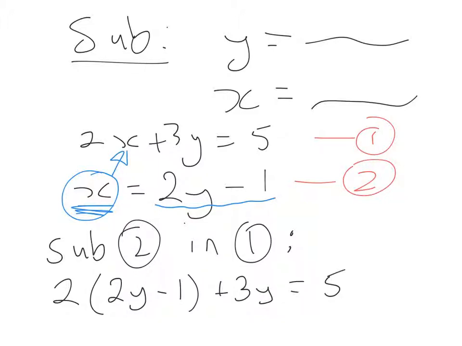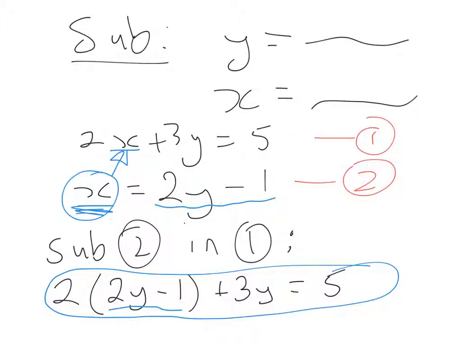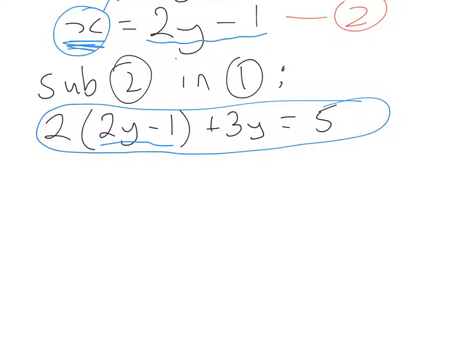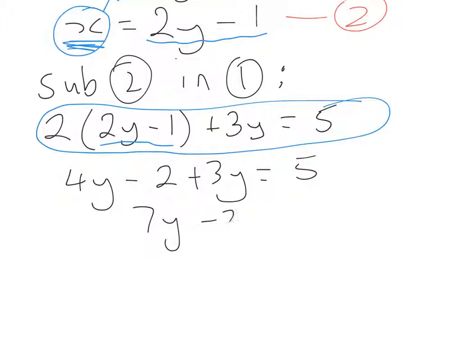So this bit here is what x is. I've replaced x in that equation with what x equals, and I'm left with an equation that only has one variable in it. There's only y left. So now I can get the single solution of what y will be. To solve that, all we have to do is expand. So we get 4y minus 2 plus 3y equals 5. And collect like terms, we get 7y minus 2 equals 5, 7y equals 7, y equals 1.